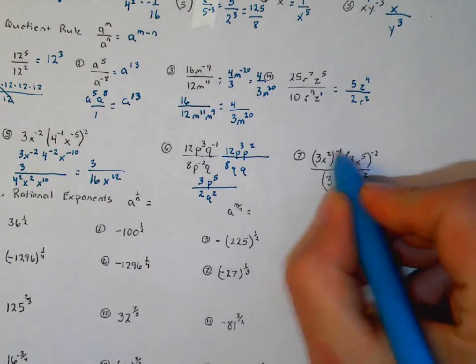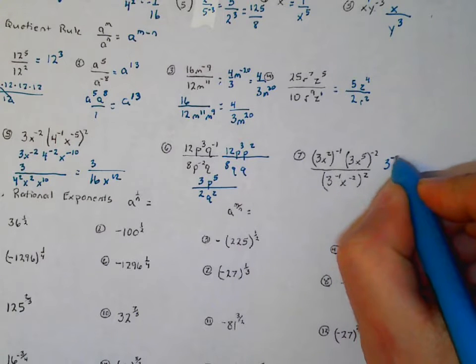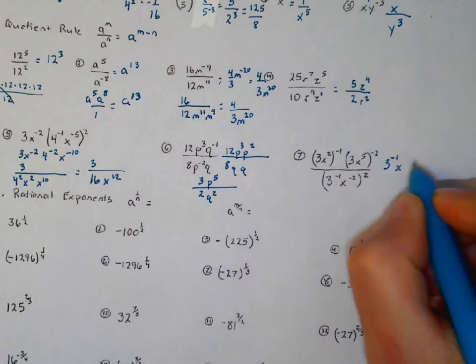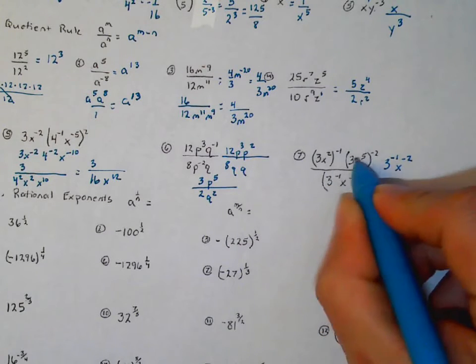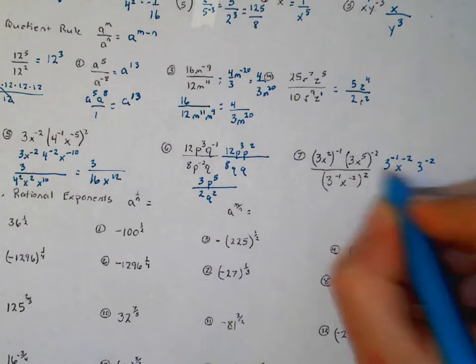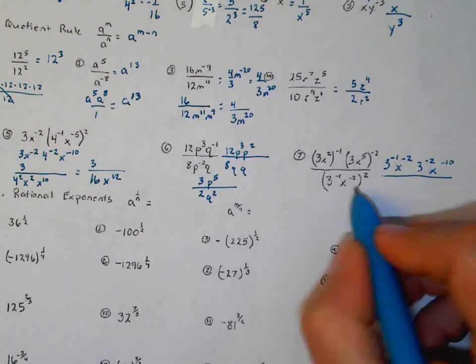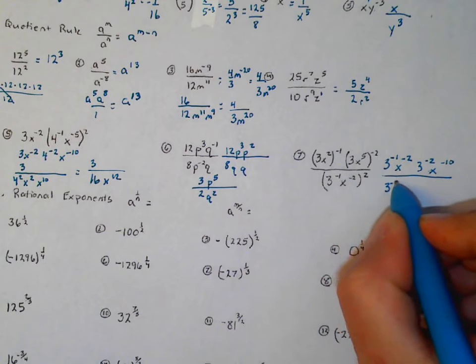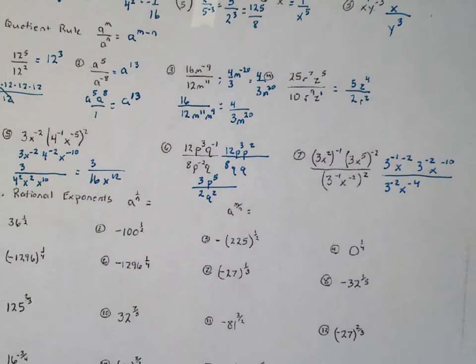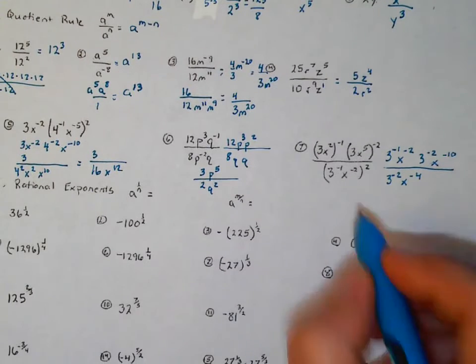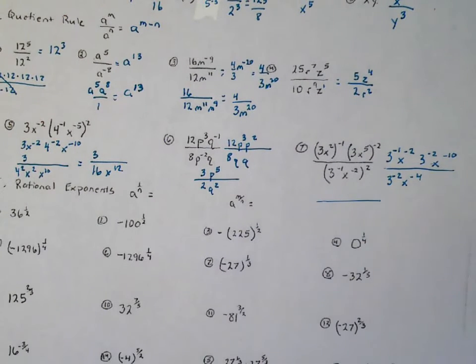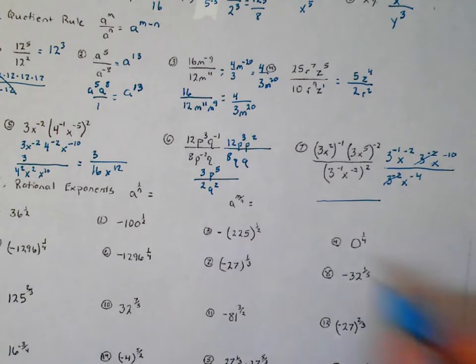Okay, distributing through would be 3 to the negative 1, x to the negative 2, 3 to the negative 2, x to the negative 10, 3 to the negative 2, x to the negative 4. Okay, and you could do a couple different things here. You could make them all positive first, or just start simplifying, whatever. What I'm going to do is I'm just going to cancel those out because I know those are the same thing on top and bottom.